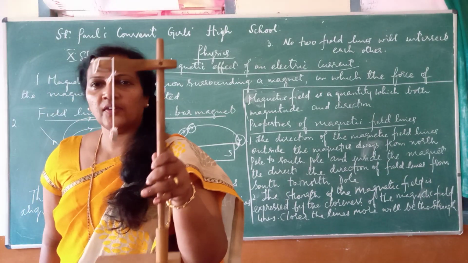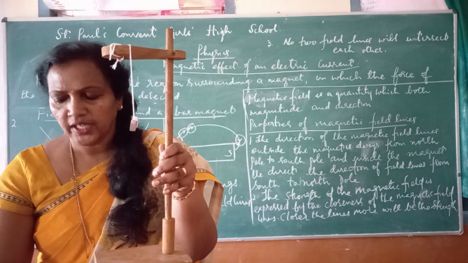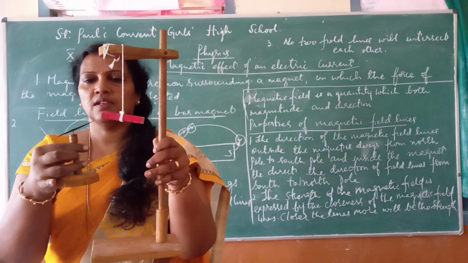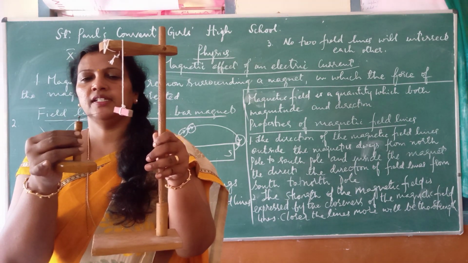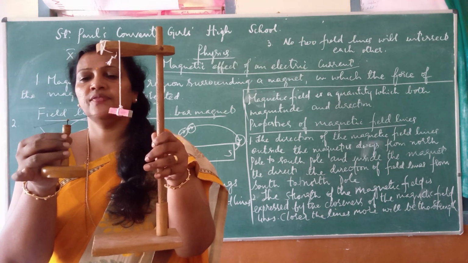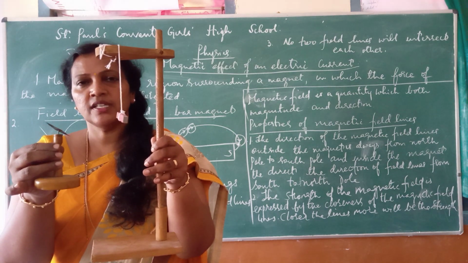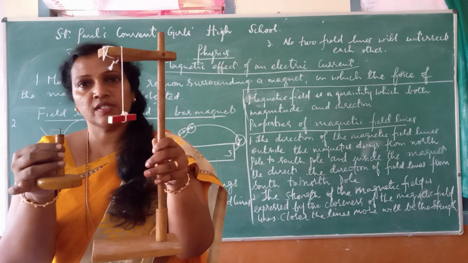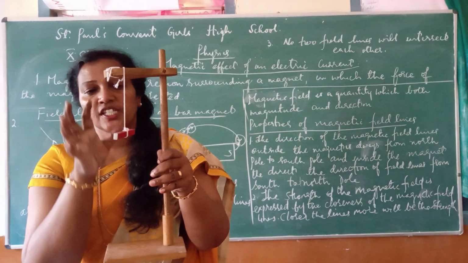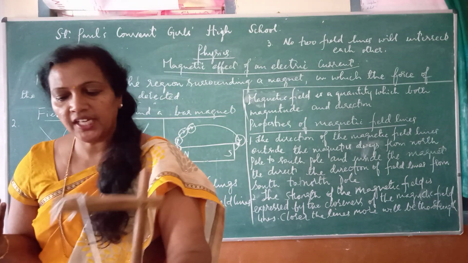You have taken a bar magnet, a freely suspended bar magnet. Next to it I will take a magnetic needle. See what happens here. Magnetic needle starts deflecting. Why is it deflecting like this? Because it is experiencing force. The region surrounding the magnet in which the force of the magnet can be detected is called magnetic field.